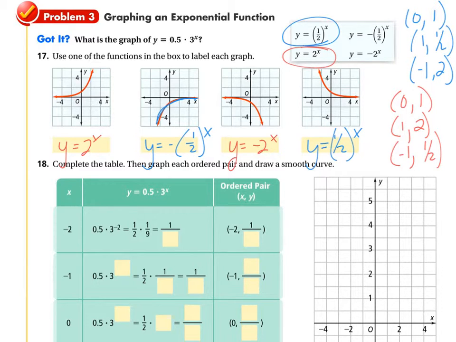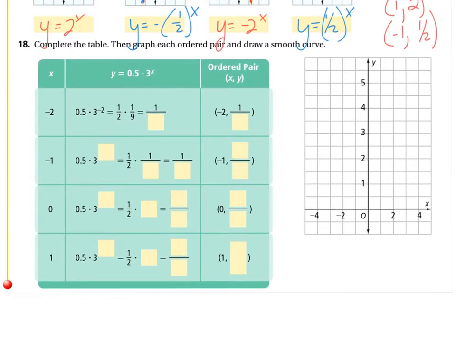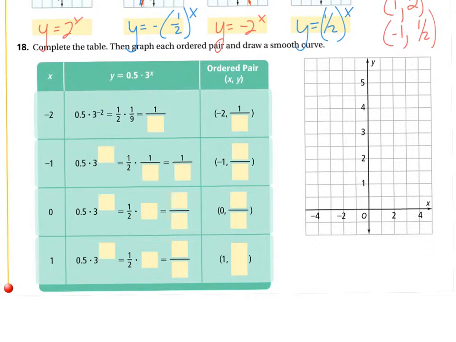In problem 18, we're going to complete the table, then graph each ordered pair and draw a smooth curve. Now obviously this is a bit more difficult, but very doable. So here we go. The first one, 2 times 9 is 18. So it makes the point negative 2, 18. Well, negative 2 to the 1/18, so put it about right here. It becomes a negative 1. 1/2 times 3, that'd be 1/6. So it becomes negative 1, 1/6, which would be about here.